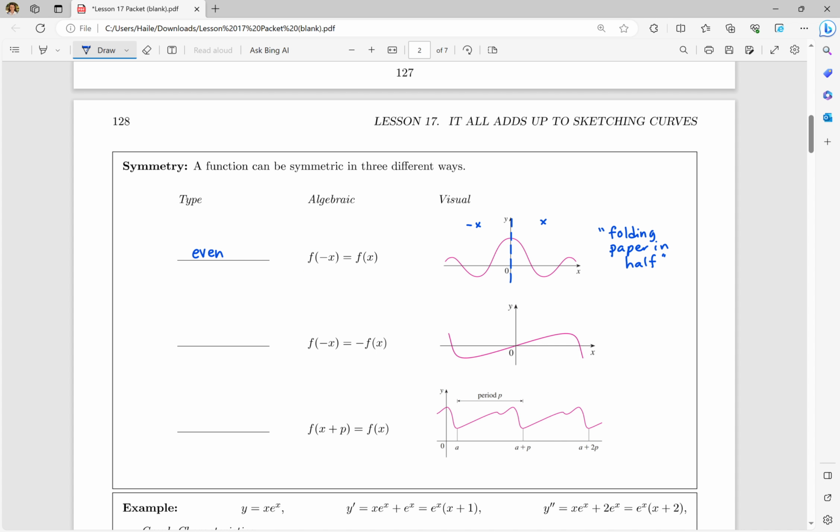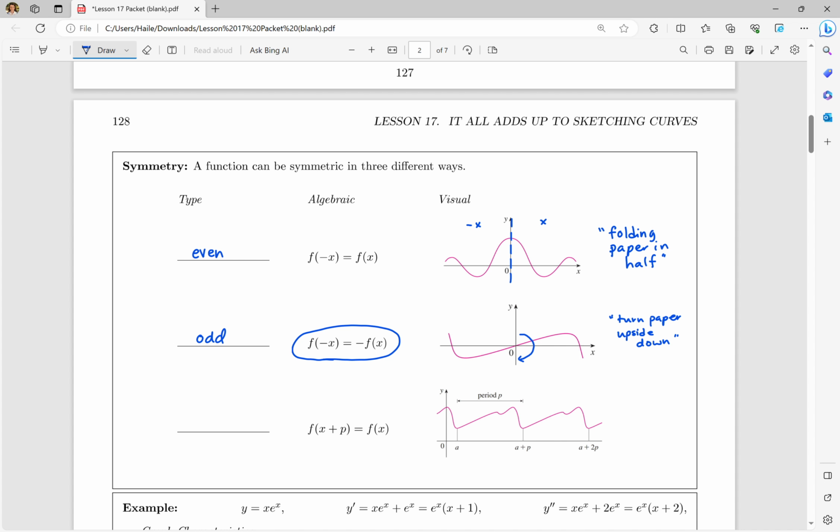All right, the second type is this second picture over here where it's like we turn the paper upside down and it looks the same. Okay, so this type of function is called an odd function. So just so we're clear, if we were to take the graph and rotate it 180 degrees, so if we literally turned our paper upside down, the graph would look exactly the same. Okay? And algebraically, what we have for this is f of negative x is equal to negative f of x.